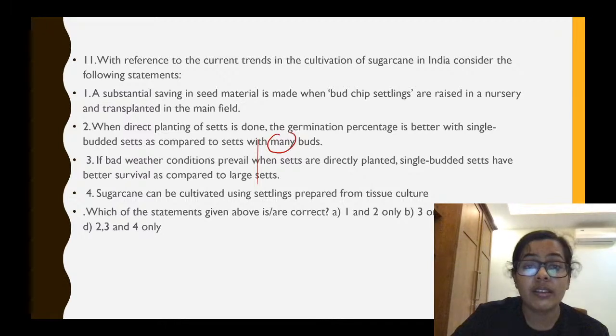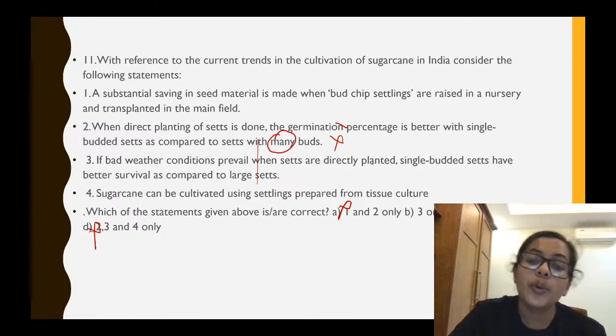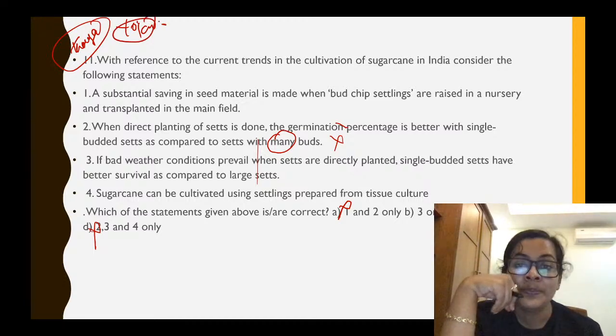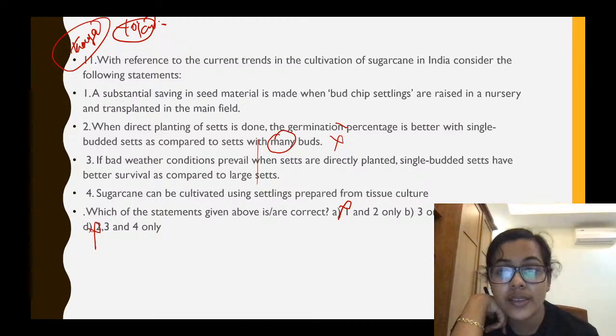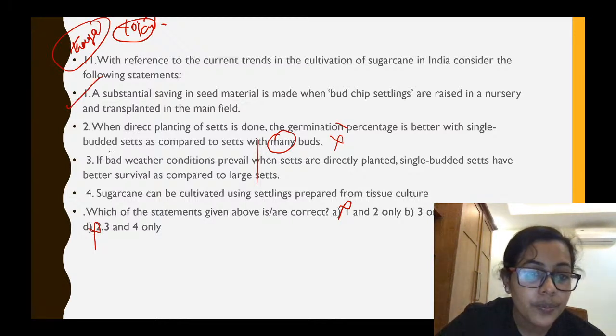Since the word 'many' is there, it's a general statement. You can avoid it. When that is avoided, you can avoid option A and option D. Then also option C is the one. So how to answer it? It's tough. Even though it is a direct question, it's tough. It was once discussed in your journal. A substantial saving in seed material is made when budding chips are raised in a nursery and transplanted to the main plant. This is obviously true.